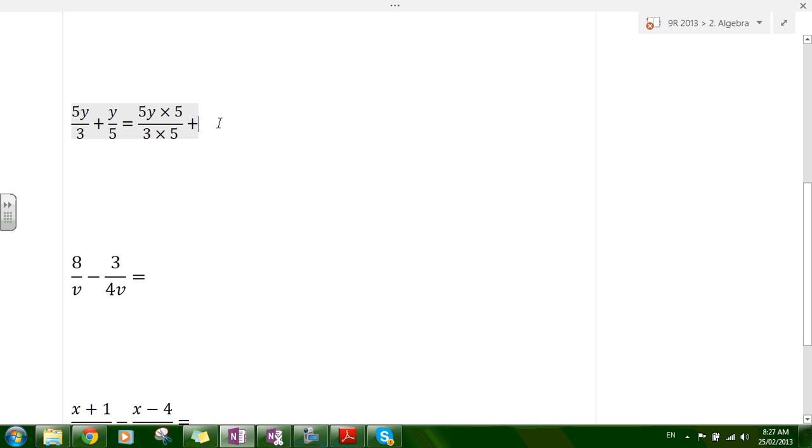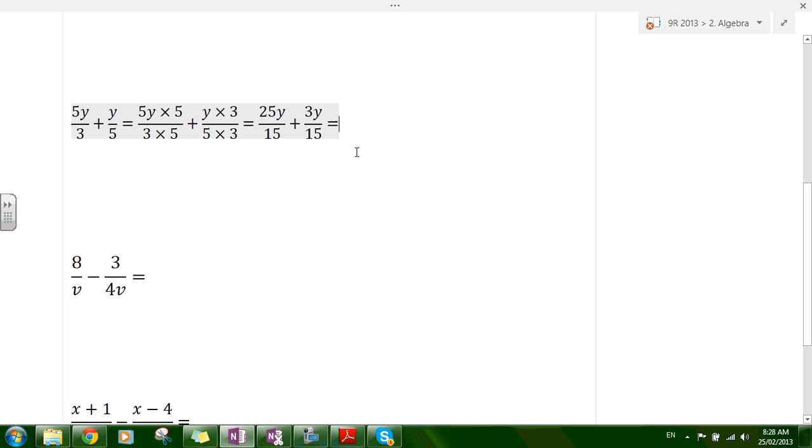Plus, and what do I have to do to 5 to get to 15? I have to multiply by 3. But then I have to multiply the top and the bottom. So I'm going to get y times 3 over 5 times 3. Right, so what we get is then, I can just simplify this. So 5y times 5 is 25y over 15 plus 3y over 15.